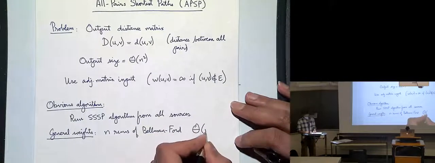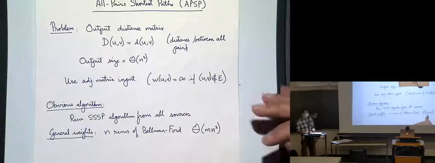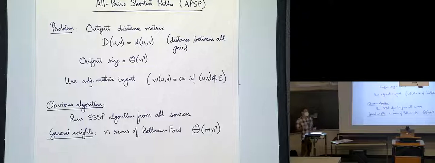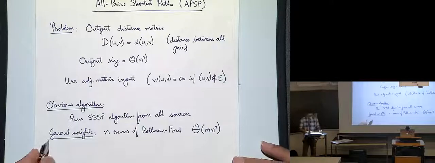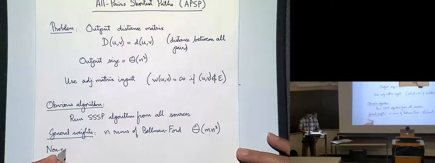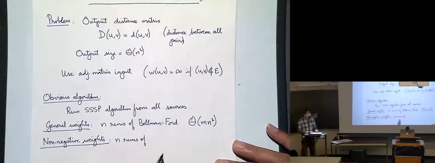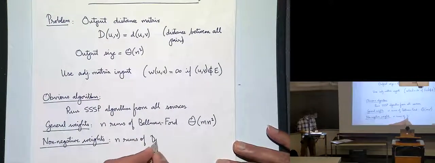What you get is theta of mn squared. So if m was quadratic, this would essentially be quartic. It would be fourth power. And for non-negative weights, you would do n runs of Dijkstra.